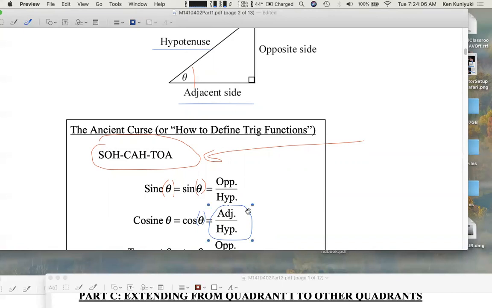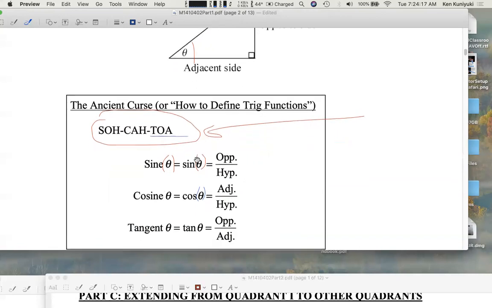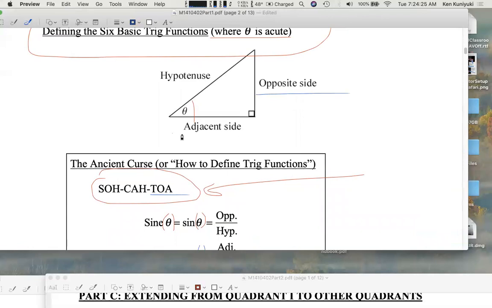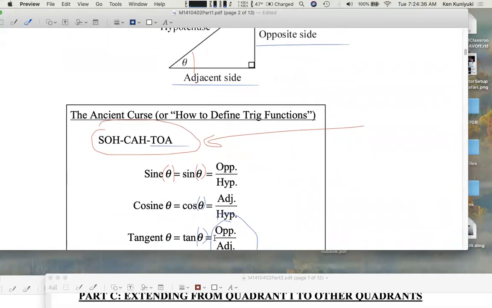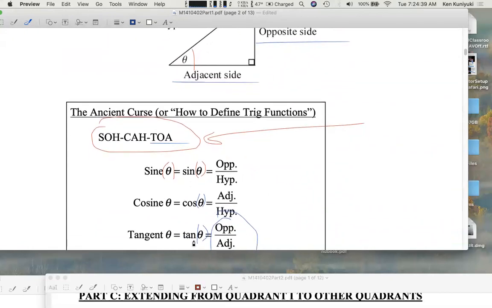Sohcahtoa. If you say toe, then you might not know if it's T-O-H or T-O-A, so I like to say toa. Sohcahtoa. Tangent of theta is given by opposite over adjacent. Now bear in mind, unlike sine and cosine, this ratio could be greater than 1. It's quite possible that the opposite side is longer than the adjacent side. So tangent of theta is going to have a different range. In fact, in the end, it will have all real numbers as its range for various values of theta.